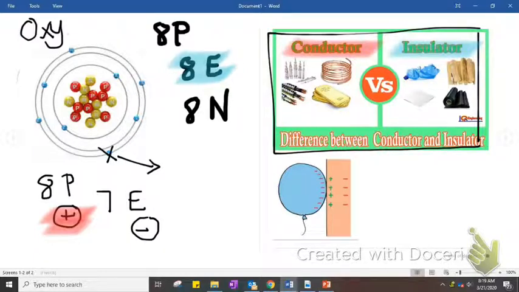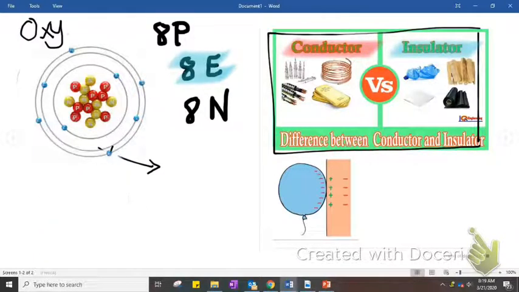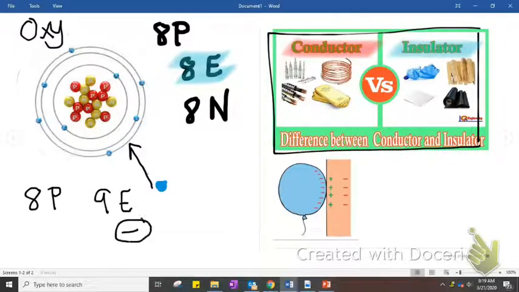Okay, so on the contrary, atoms can gain electrons. Electrons aren't blue, but I'm going with the clip art picture they have. This electron here could join this oxygen atom. That would mean that it would have 9 electrons and 8 protons. Since electrons are negative and protons are positive, that would make this atom overall negatively charged. Okay.